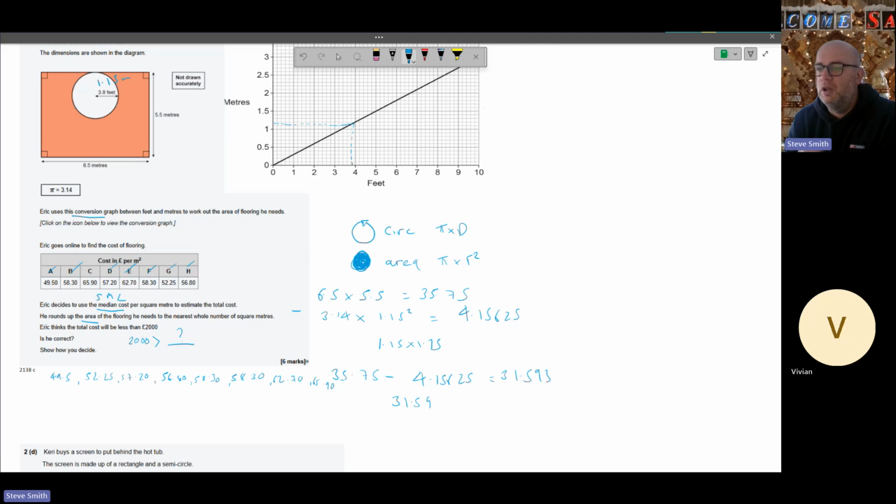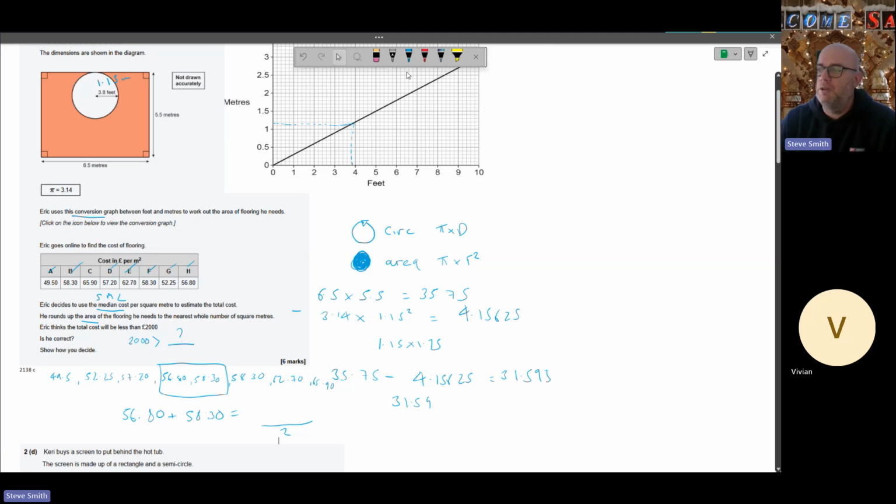90 at the end. So we need 1, 2, 3, 4. We need the 4th and 5th numbers. If you want to check you've got the middle, we can see that there are 3 less than and 3 more than. So we need these two numbers. We need 56.80 add 58.30 equals, and we must divide that number by 2. We need the middle of those. So we add them both up and we divide it by 2 to find the middle value.